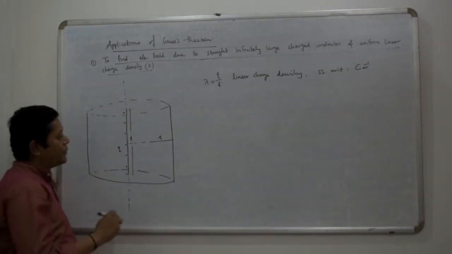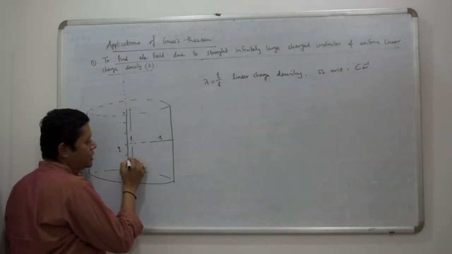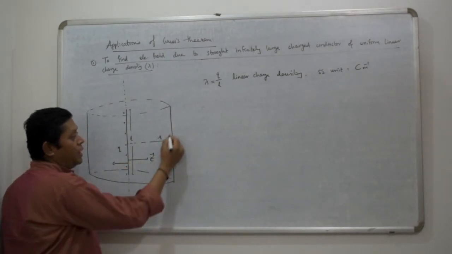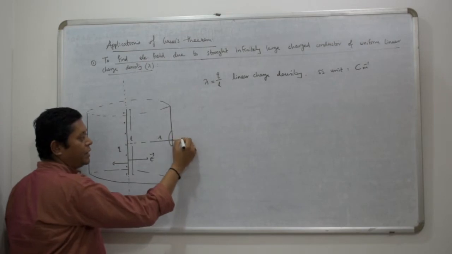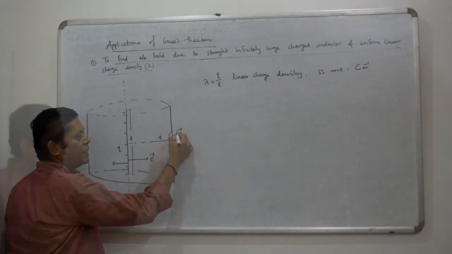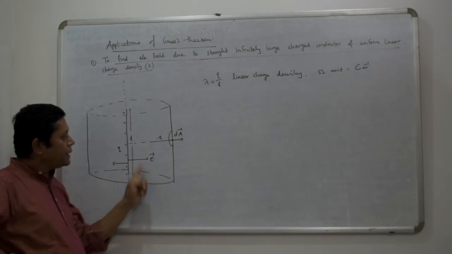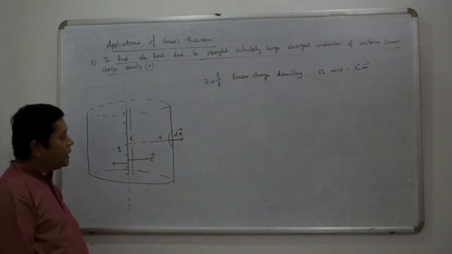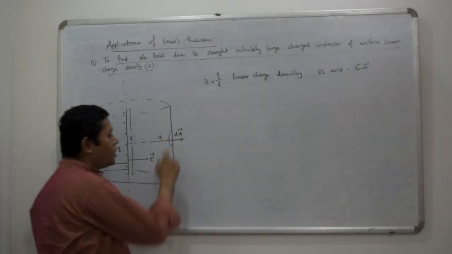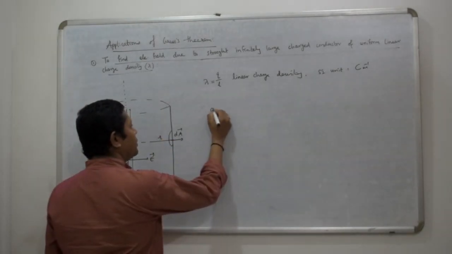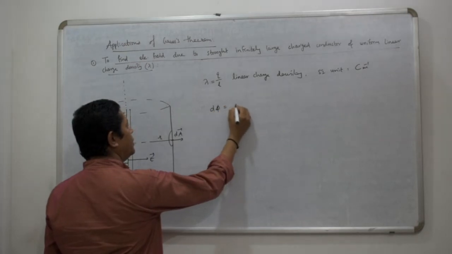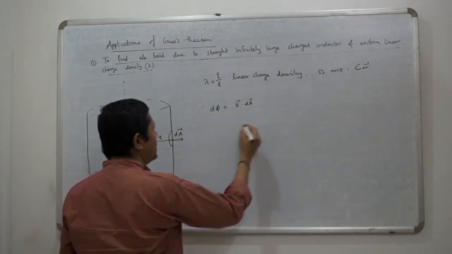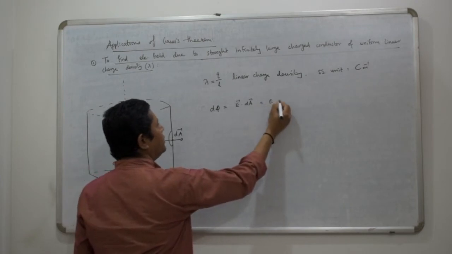Now the electric field due to this charge is always radially outward, so this is the direction of the electric field. For this Gaussian surface, the area vector is also outward. Taking an area element dA, the electric field and the area element are both in the outward direction, and that's why the angle between them is 0. So the flux due to this small surface, d phi, is equal to E dot dA. Both are in the same direction, that is why it is E into dA.